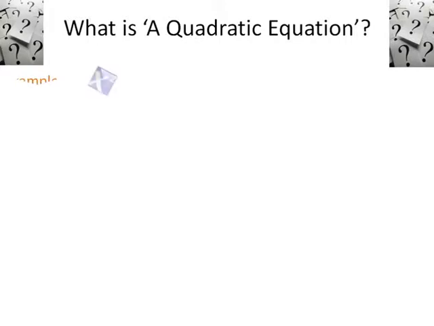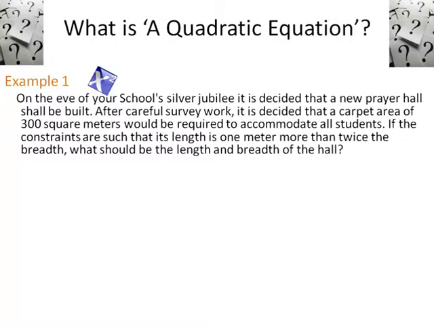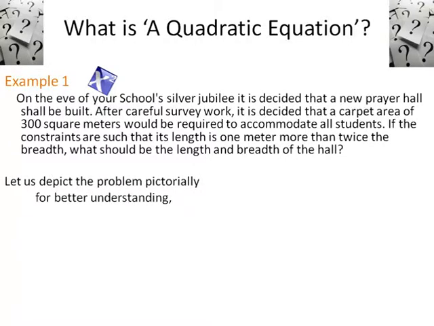So what is a quadratic equation? Let us try to understand with the help of an example. On the eve of your school's silver jubilee, it is decided that a new prayer hall shall be built for you people. After careful survey work, it is decided that a carpet area of 300 square meters would be required to accommodate all students. If the constraints are such that its length is 1 meter more than twice the breadth, what should be the length and breadth of the hall?